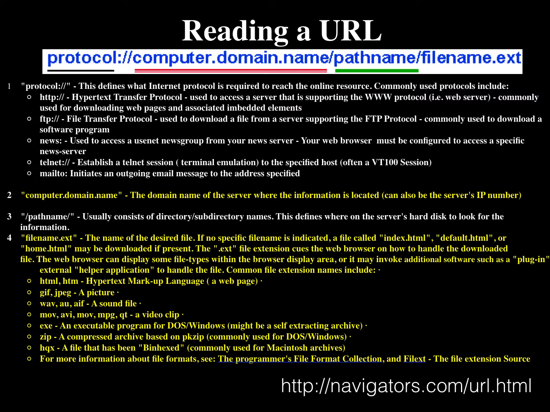Now, this information was obtained from navigators.com, the website you can see at the bottom of the page. So protocol, this defines what internet protocol is required to reach an online resource. Commonly used protocols include HTTP, that's mostly what we use, FTP, news, etc. Number 2, computer domain name. The domain name of the server where the information is located can also be the server's IP number.